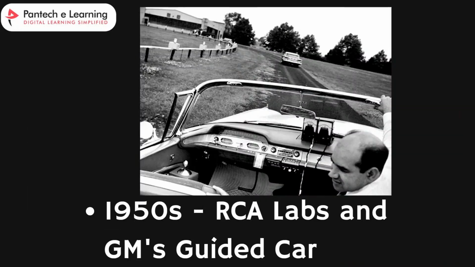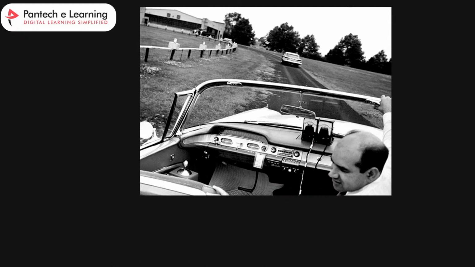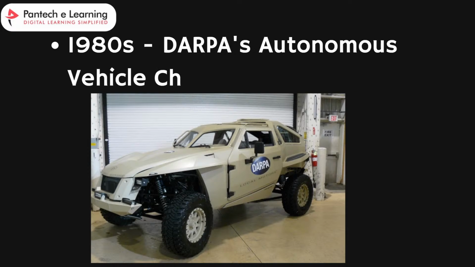And later in the 1950s, RCA Labs and General Motors collaborated to build a miniature car that could be guided and controlled by following patterned wires on the road. And later in the 80s, DARPA, the Defense Advanced Research Projects Agency, played a vital role in advancing autonomous vehicle technology. It included LIDAR, computer vision, and autonomous robotic controls to direct a vehicle at a speed of up to 19 miles per hour.